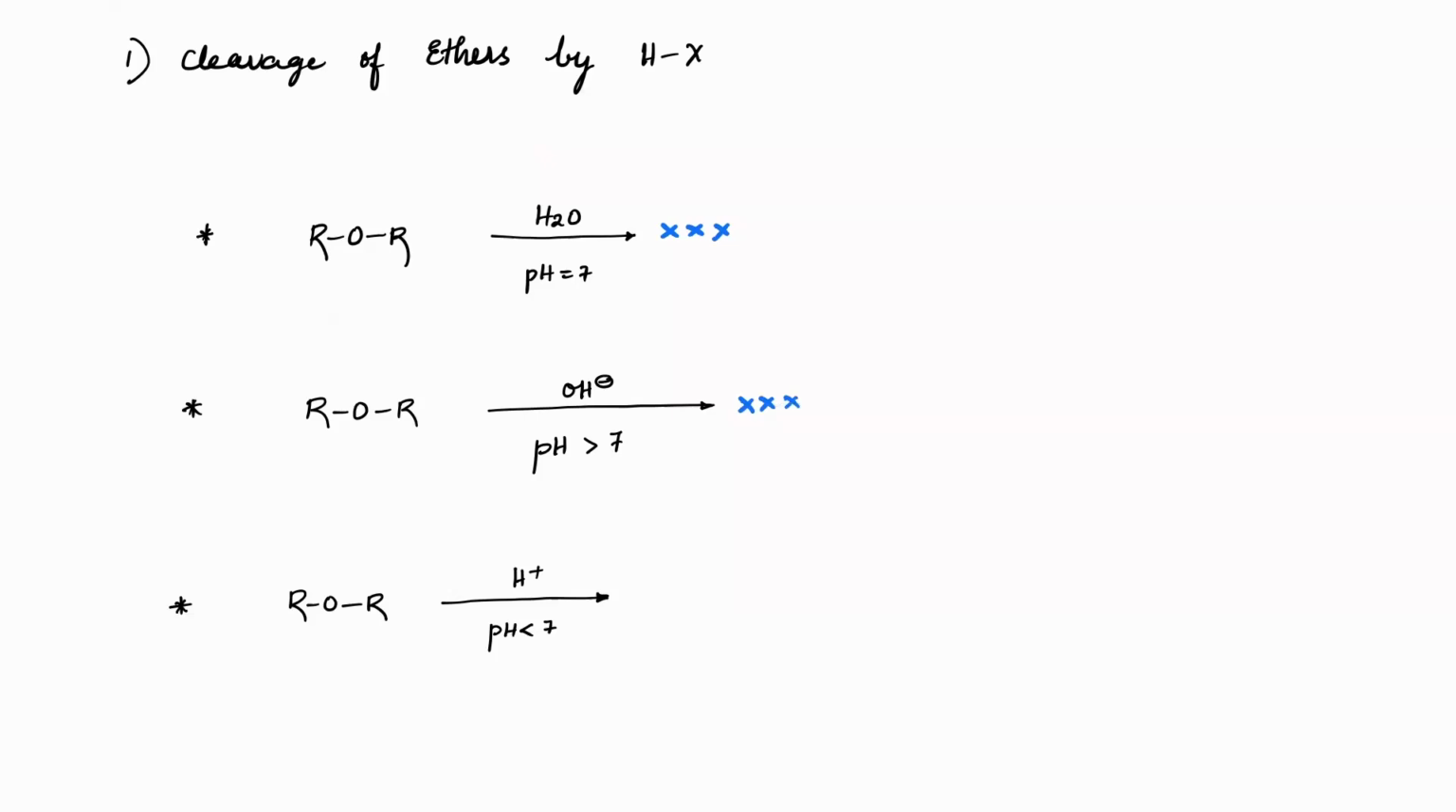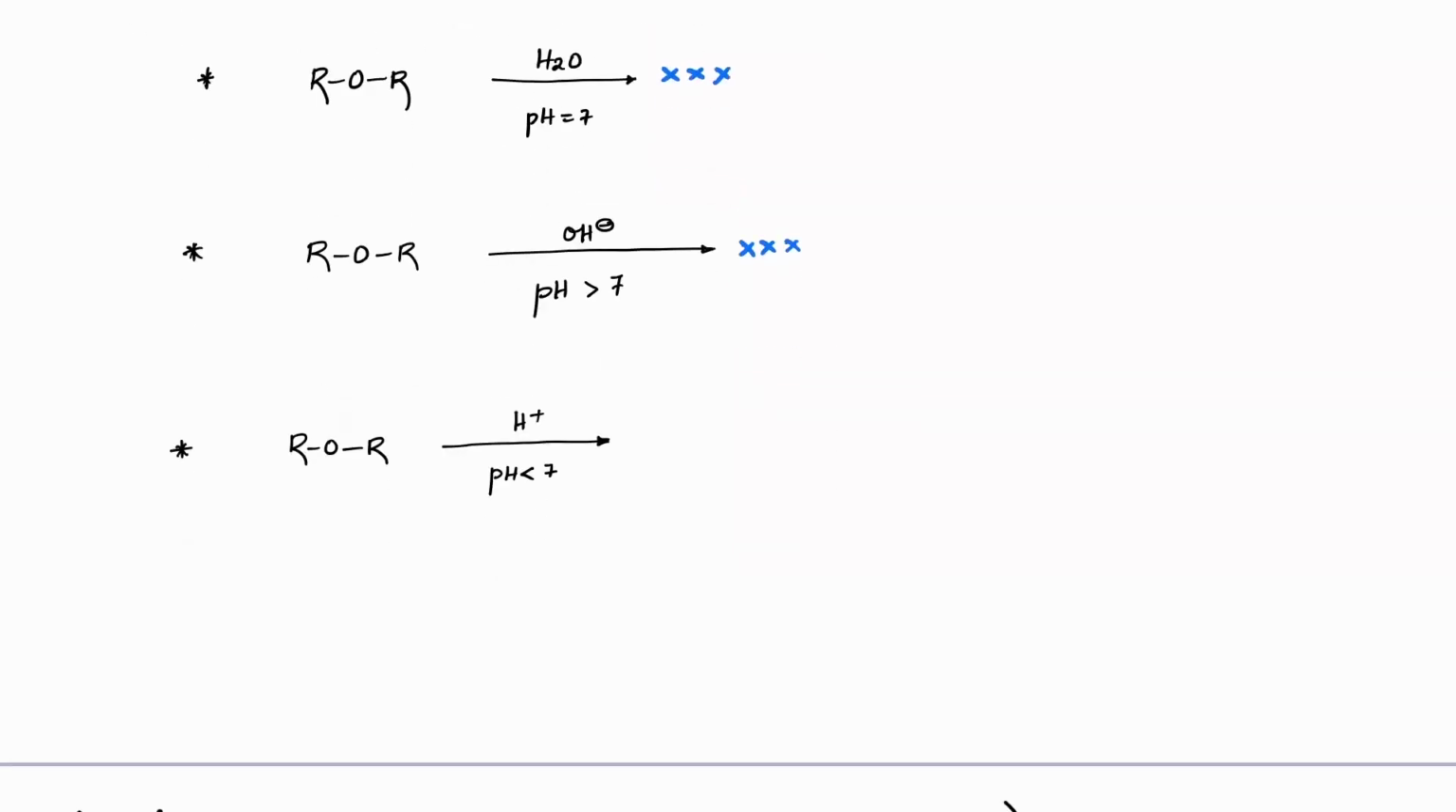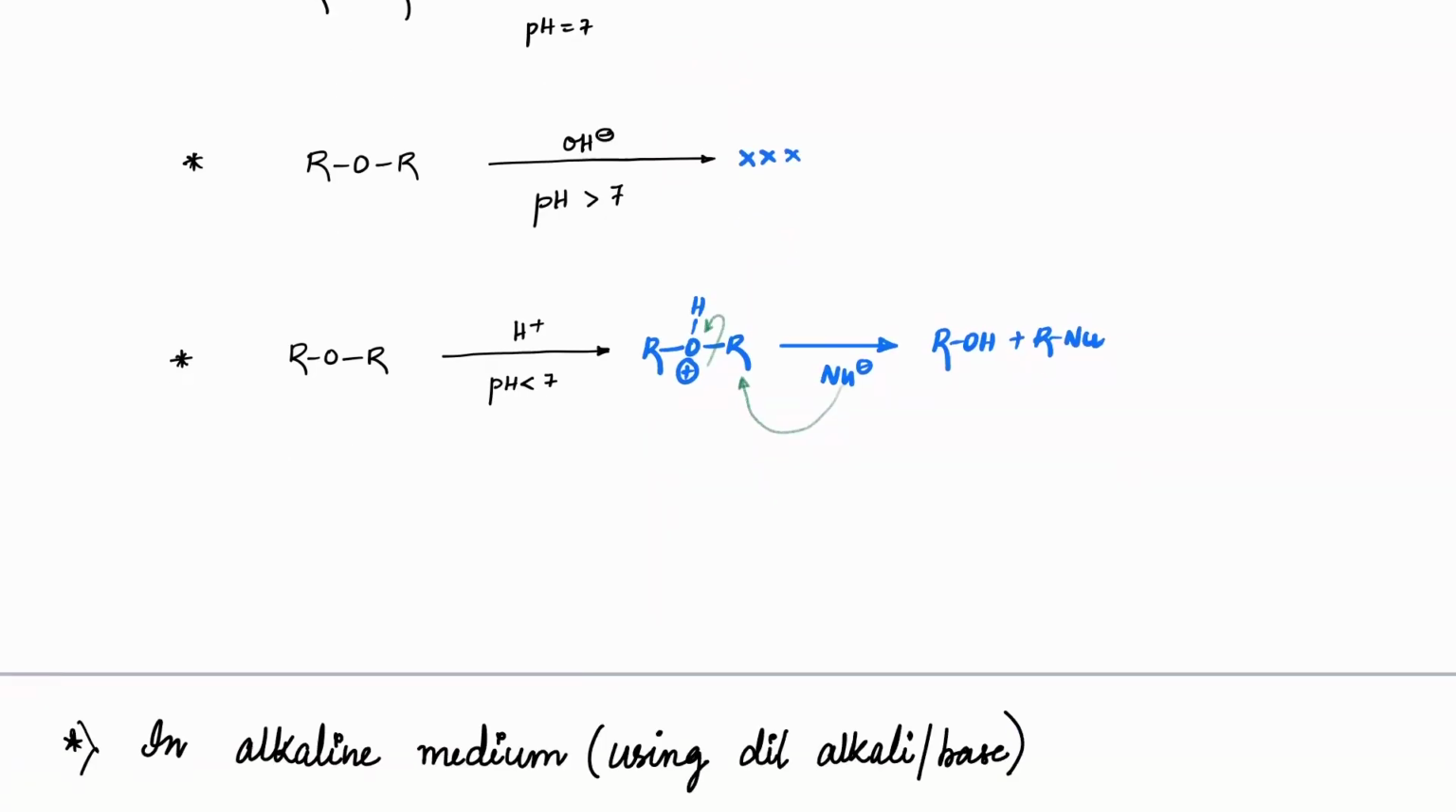So ethers, literally the straight chain simple ethers, are only reactive in acidic solutions. Hence, if you have ROR with H plus, this is the way it will form, and that's when it will entertain the nucleophile to attack. As the nucleophile attacks one of these alkyl groups, the bond will be broken here. It will convert into an alcohol plus R and Nu. This is how the connections would happen.